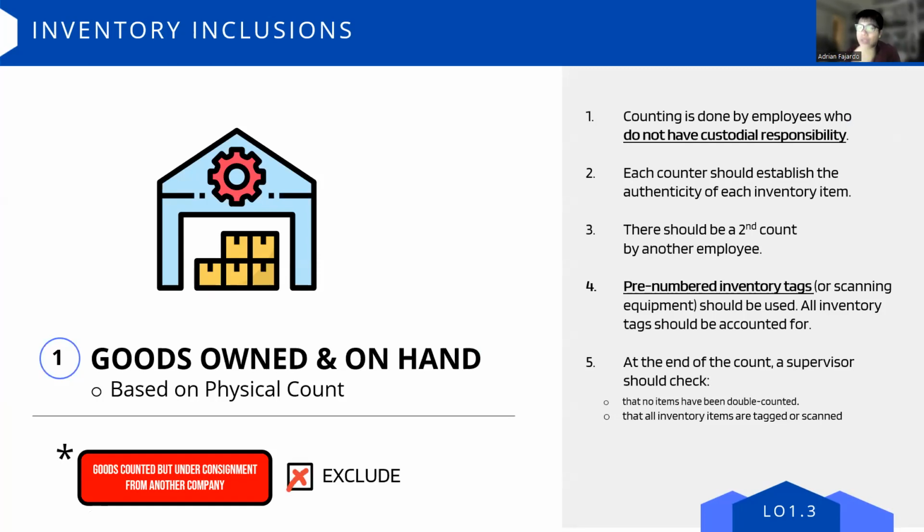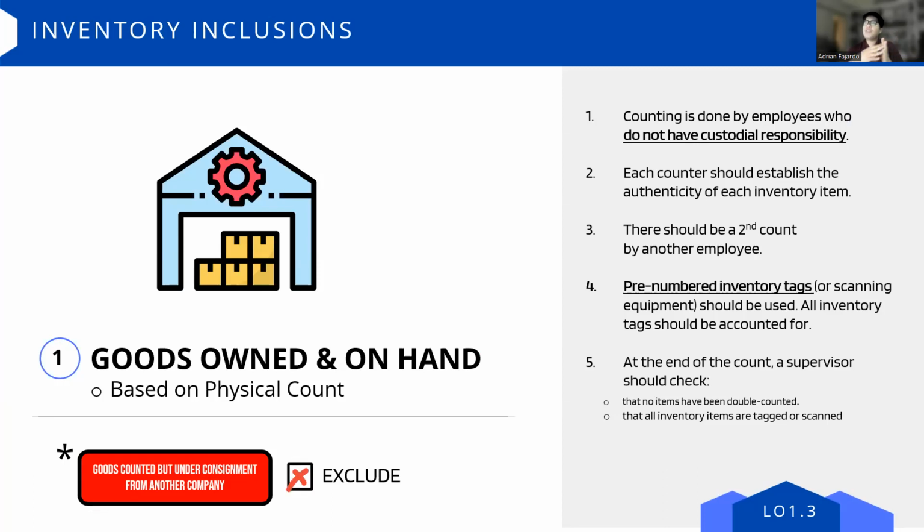The answer is 45. So even if physically nasa iyo yung item, those consigned goods are under the ownership of another entity. So automatic, when there's a physical count, you ask yourselves, are these all owned by me or may portion bang consigned from another entity? Kapag merong consigned, we exclude. Okay?